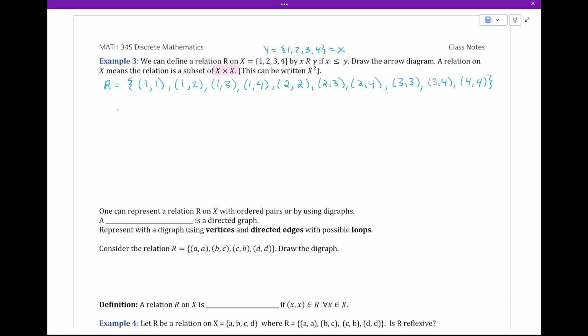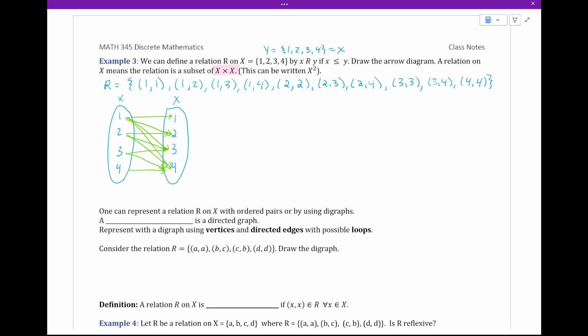We can draw an arrow diagram. It's going to have a lot of arrows on it. X, and this is another X. 1, 2, 3, 4. 1, 2, 3, 4. For our arrows, 1 goes to 1, and 2, and 3, and 4. So I'm seeing already that this function is not going to be well defined because this x goes to too many things. 2 goes to 2, and 3, and 4. 3 goes to 3, and 4, and 4 goes to 4. There is our arrow diagram.